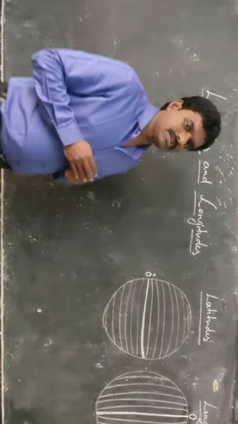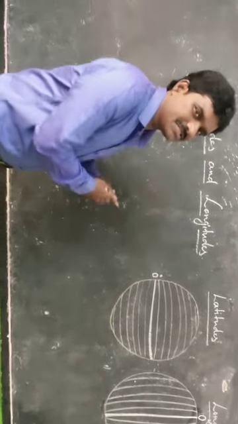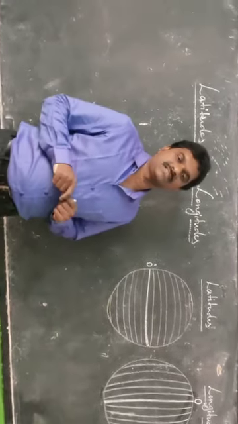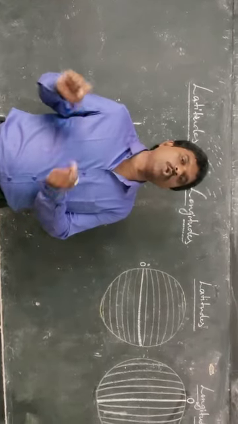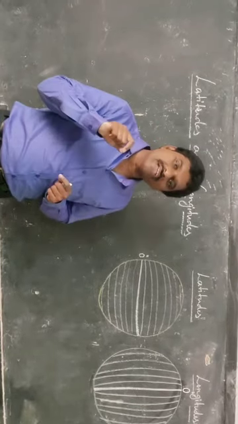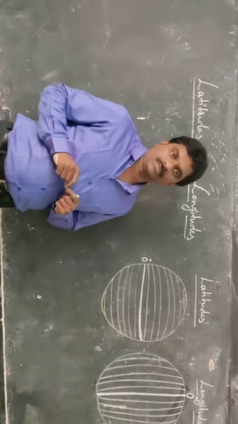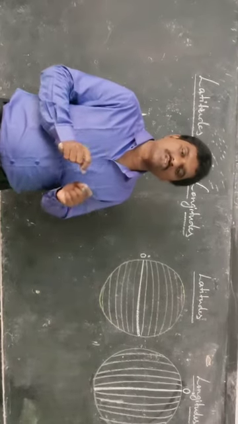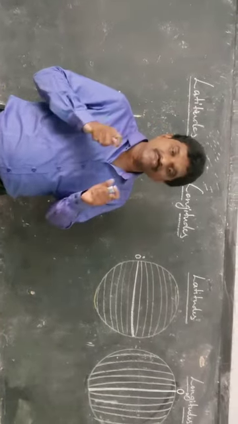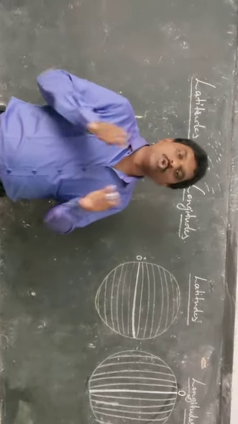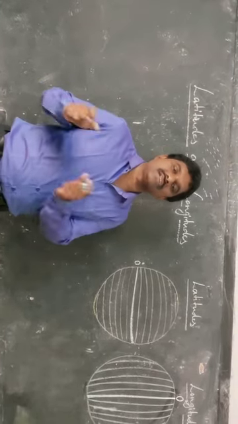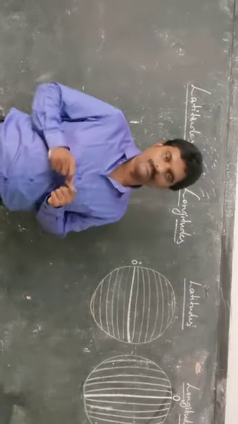See, dear students, basically these latitudes and longitudes are imaginary lines that are drawn on the globe. These are just imaginary lines. The word imaginary should be in the mind. Latitudes and longitudes are imaginary lines that are drawn on the globe for the convenience to locate a place.